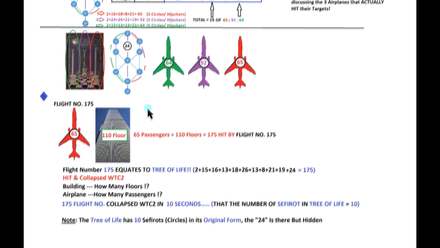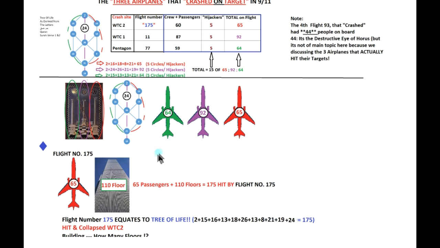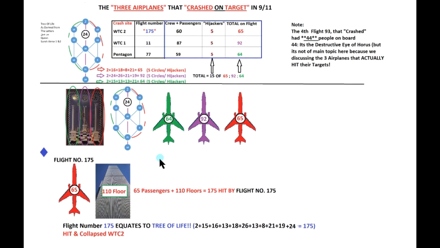65, 92, 64 people on 3 different airplanes, where each of these airplanes equates to one of the pillars in the Tree of Life, and where they tried to convince us that there were 5 hijackers, where actually the 5 equates to the number of the circle of each pillar. Spread the truth, people. Let the people know the Satanists among us.